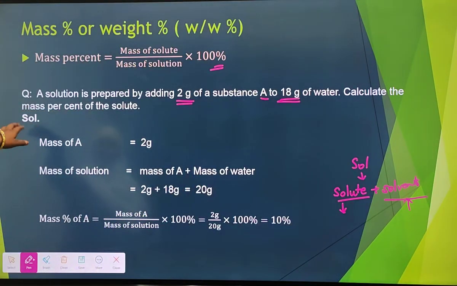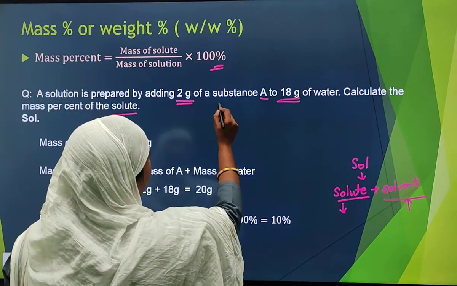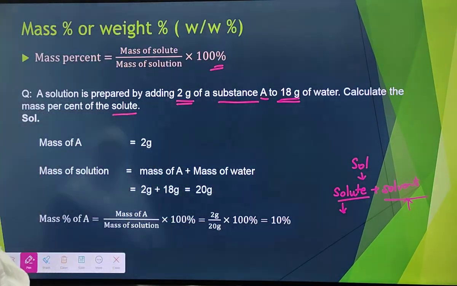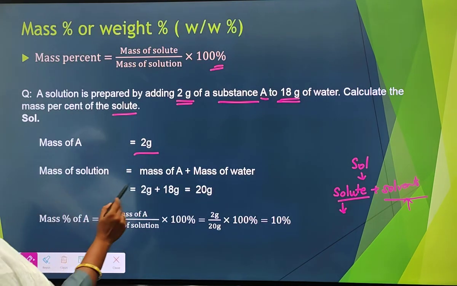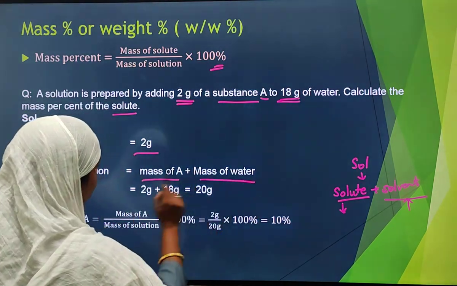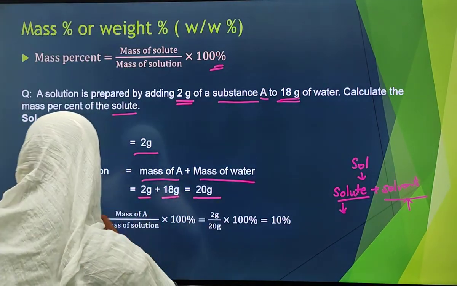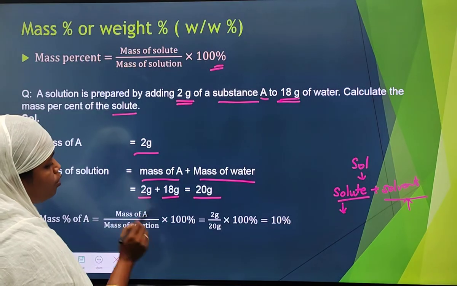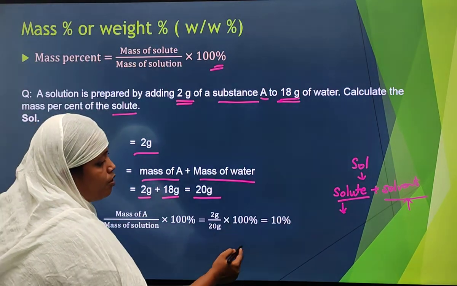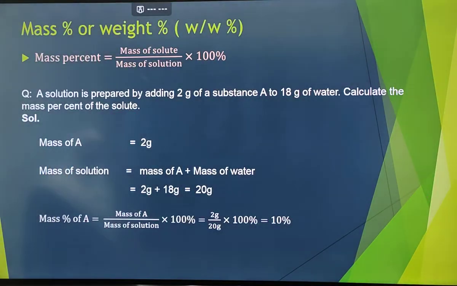So now we have to calculate the mass percent of substance A. Now, mass of substance A is 2 grams, and mass of the solution is mass of A plus mass of water, which is given in our question, that is 2 grams plus 18, which is 20 grams. The mass percentage of A is mass of A upon mass of the solution, which we calculate comes up to 10%. Fine.